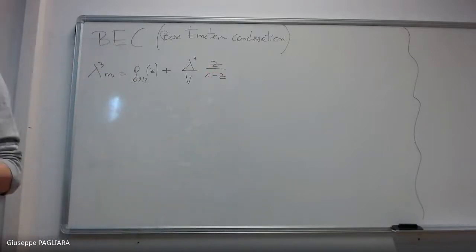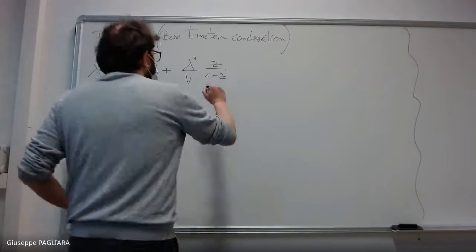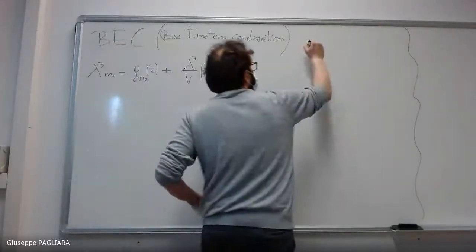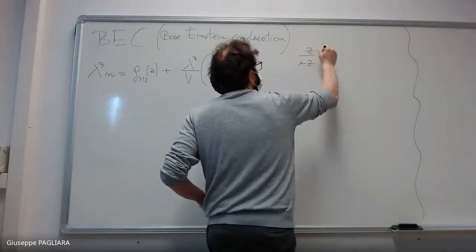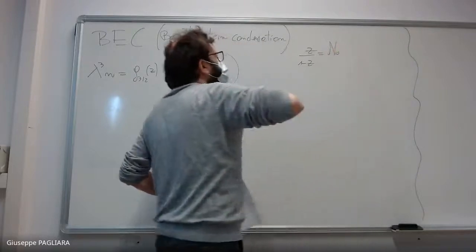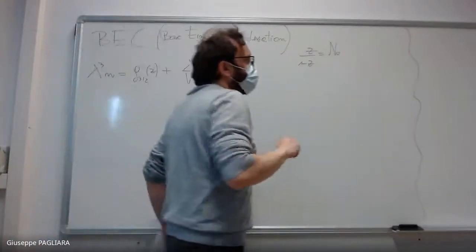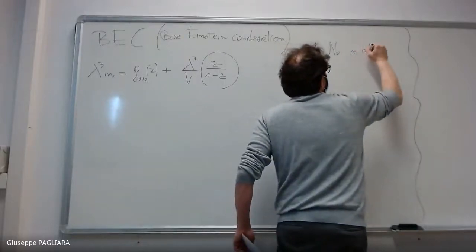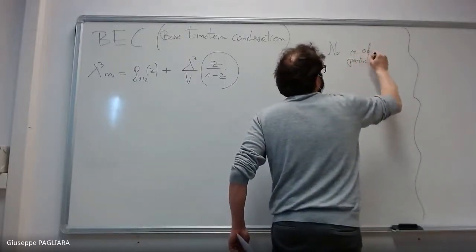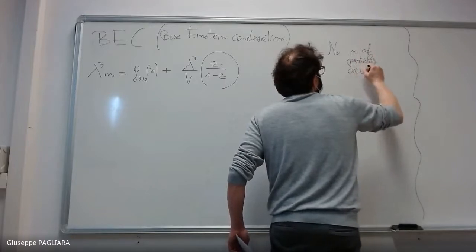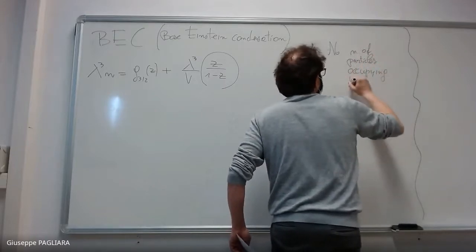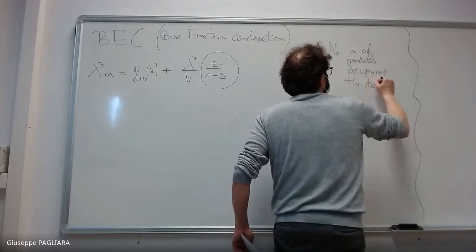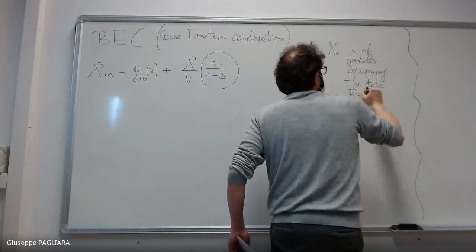This was derived when we saw how to write down the equations for the Bose-Einstein gas, where this quantity here, z over 1 minus z, is equal to n0 and is interpreted as the number of particles occupying the state with k equal to 0.